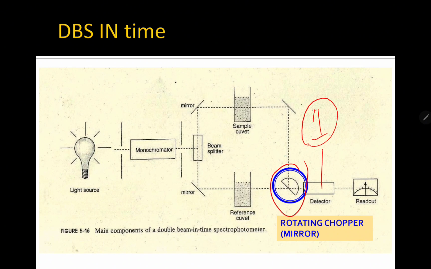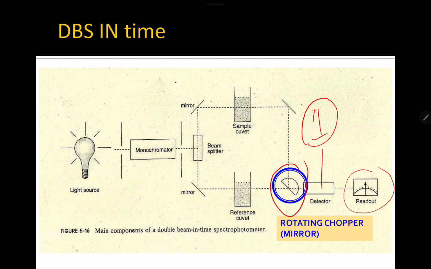The rotating chopper here will alternate between the readout of measuring the sample beam and then the reference beam, the sample cuvette as well as the reference cuvette, mag-alternate na siya. Okay, and then diretso na siya sa readout.